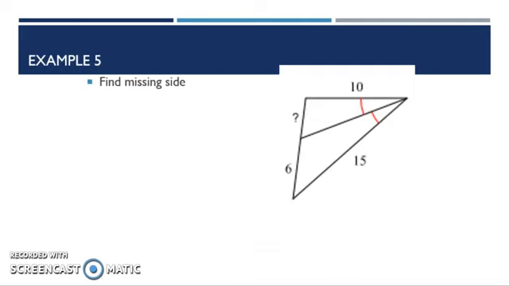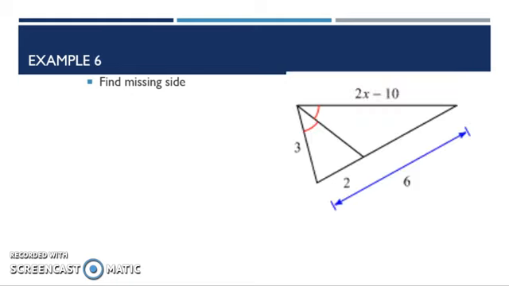So our proportion we would set up is 10 is to x as 15 is to 6. Cross multiply, we get 15x equals 60, so x equals 4. In this one, we'll have to subtract to find the length of the side there, which is 4.